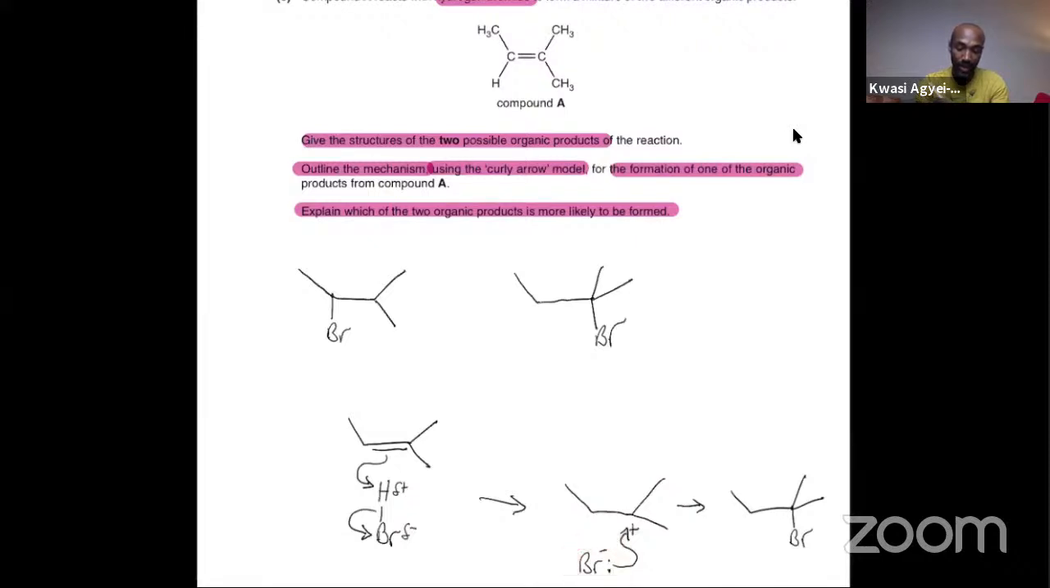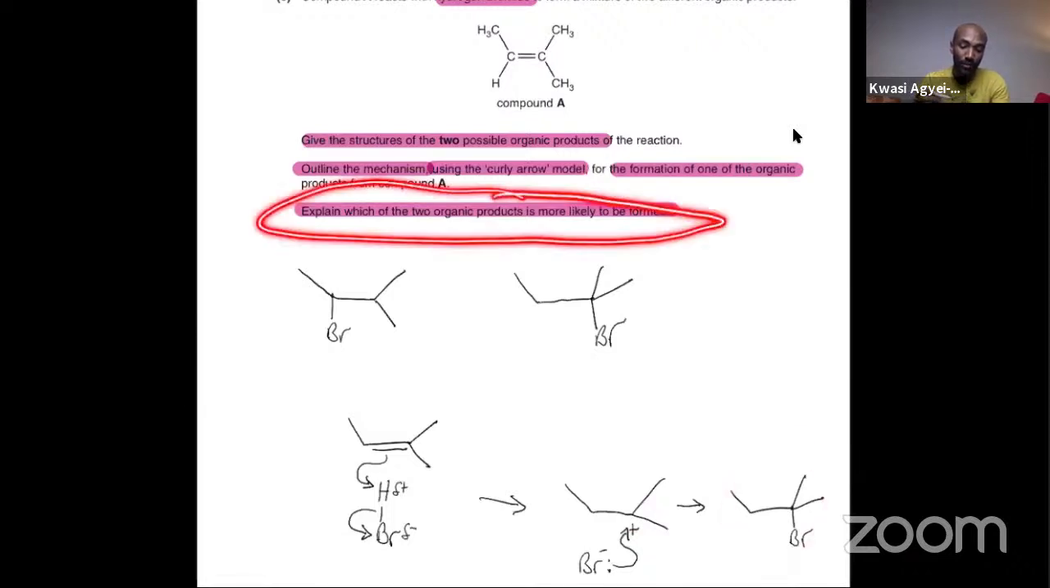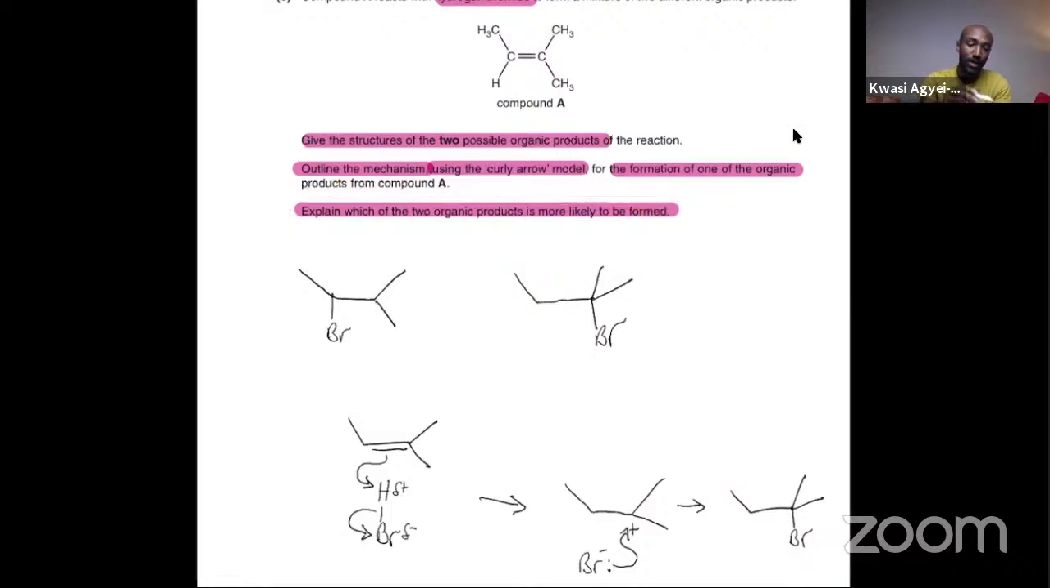And then, of course, in the next step, the lone pair of the bromide ion attacks the plus charge of our tertiary carbocation to give us our final product. And then finally, explain which of the two organic products is more likely to be formed. So the major product will be our 2-bromo-2-methylbutane. So this is our major product.